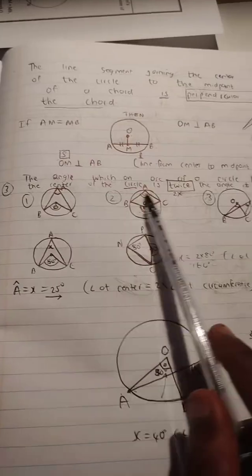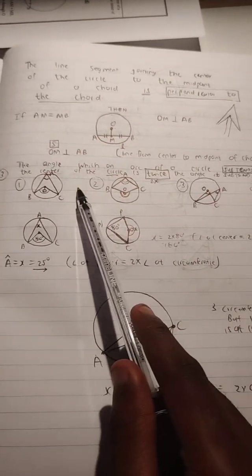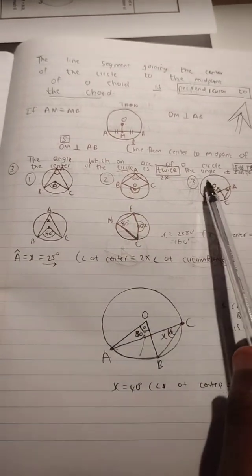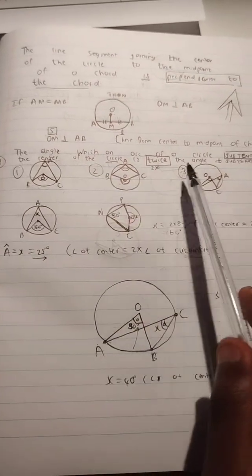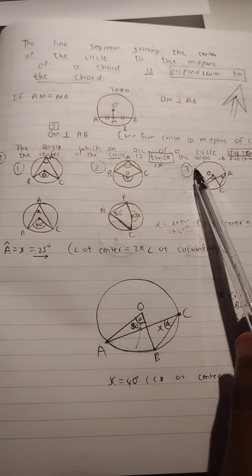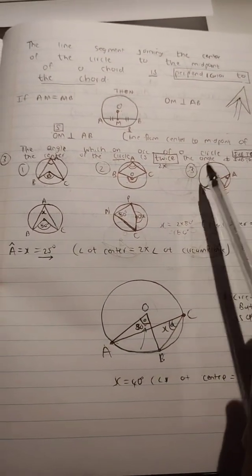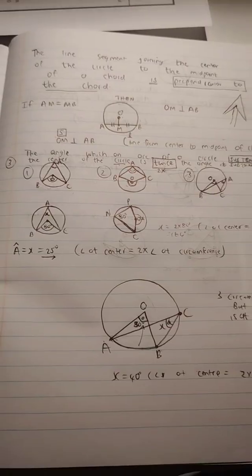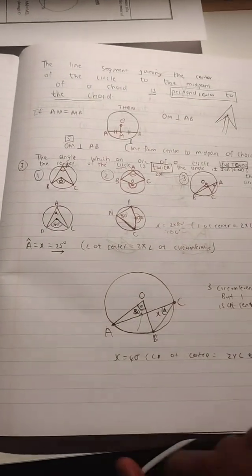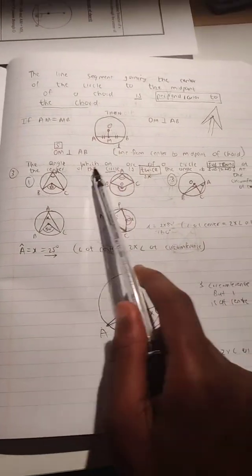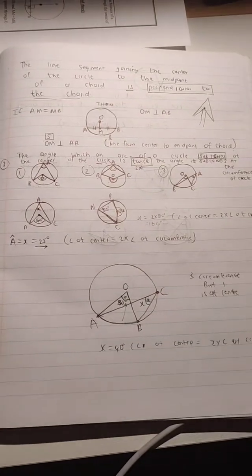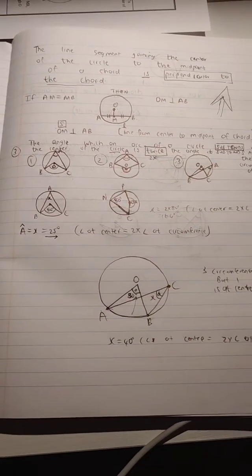Then we looked at the angle at the center theorems. Remember the angle at the center theorems? We looked at three diagrams: the arrowhead, the diamond, and the bow tie. All three of them have vertices at the circumference, and don't forget that.